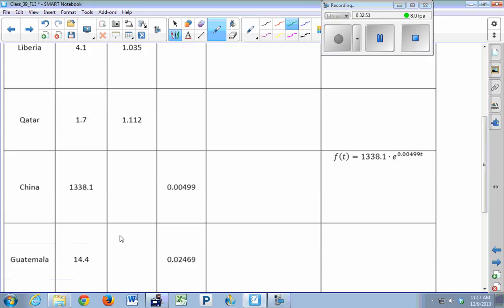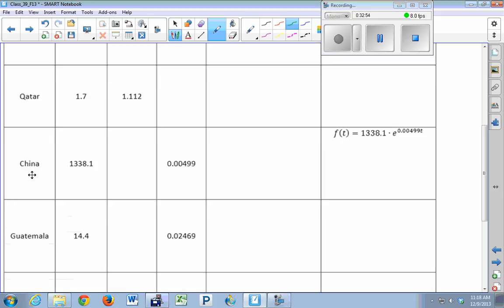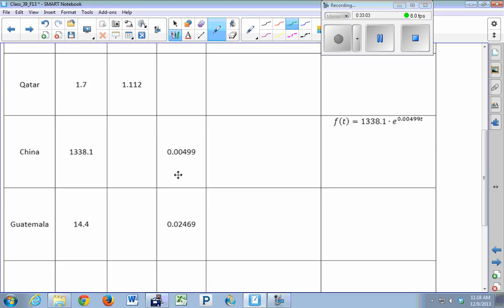Let's go down and look at China. Now, this is a continuous growth rate. We'd have to convert it back to compare it to the United States. So let's do this. This is the value of K. How do we go backwards to get the value of B? E to the K. So let's find what the annual growth rate of China is by doing E to the K.